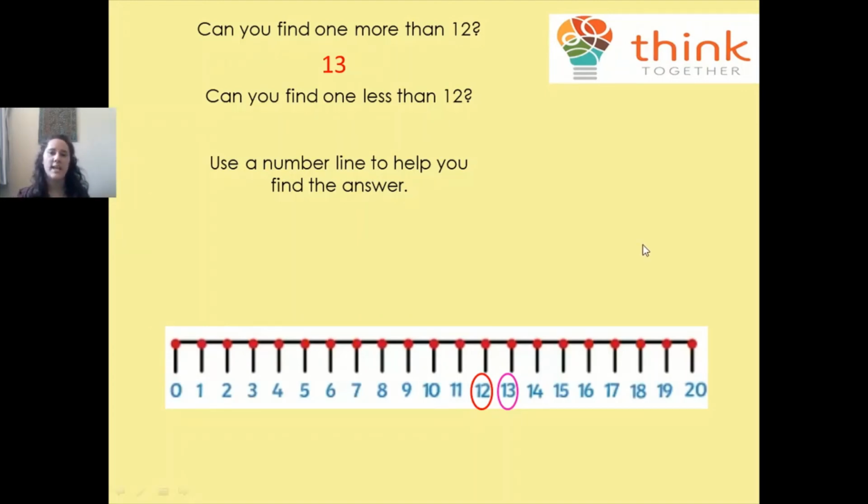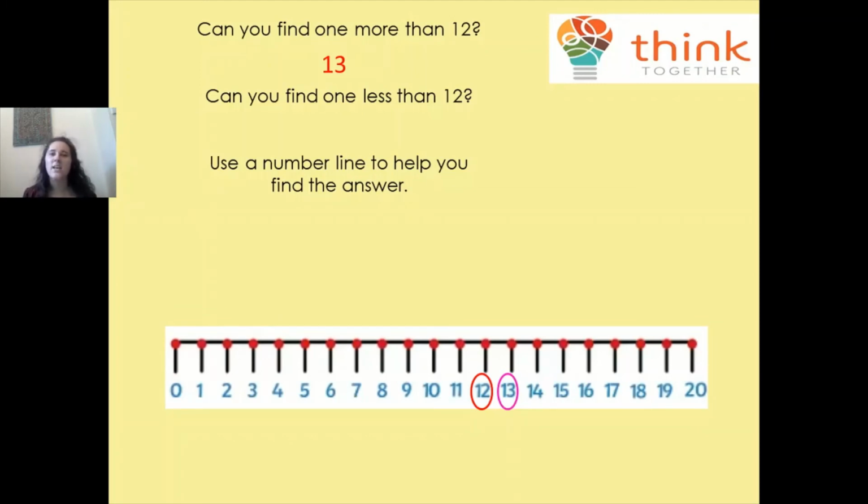Listen to the question again and see if you can hear. Can you find one less than 12? How many are we taking away? Brilliant, we're taking away 1. That means I only need to do 1 jump on my number line. Now this time we're going to be finding less. When we're finding 1 less, do we need to jump forwards or do we need to jump backwards on a number line?